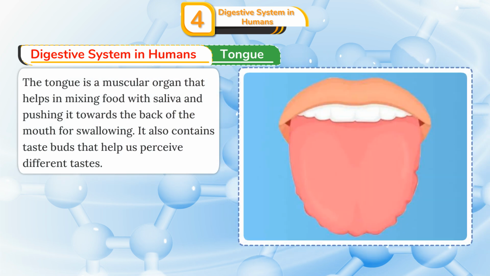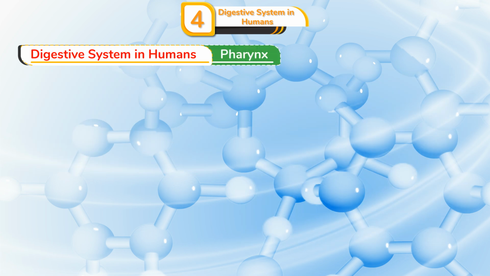Tongue. The tongue is a muscular organ that helps in mixing food with saliva and pushing it towards the back of the mouth for swallowing. It also contains taste buds that help us perceive different tastes.